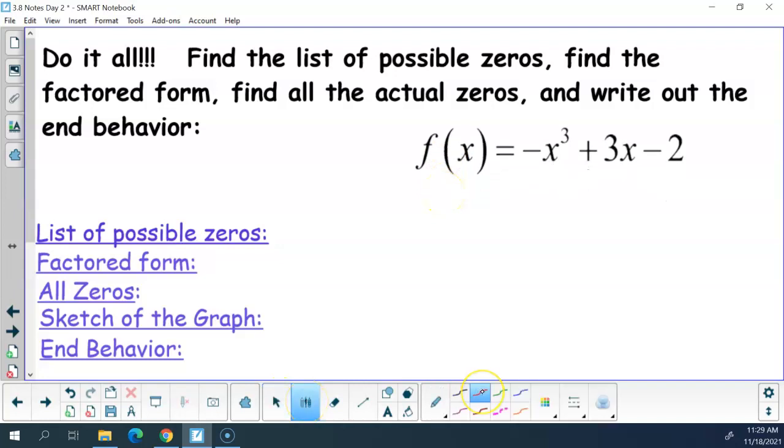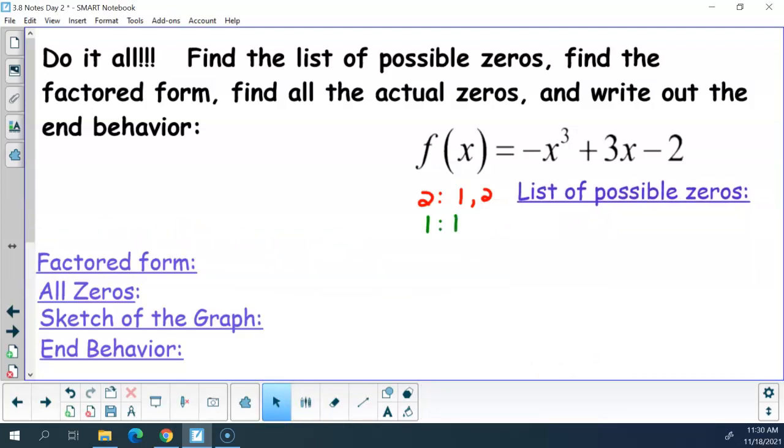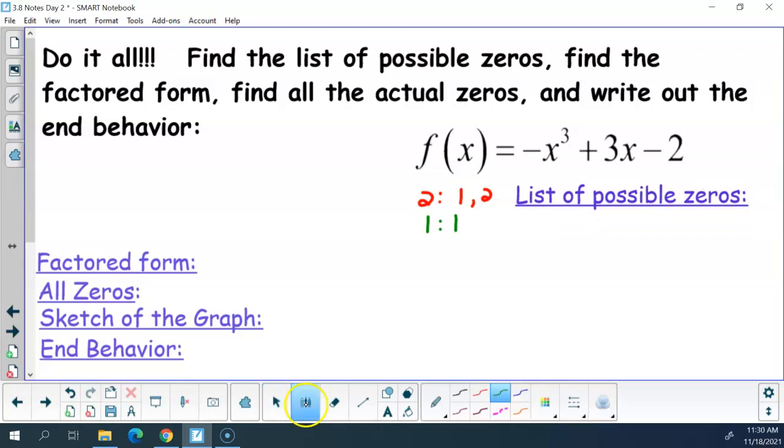So what are my factors of 2? 1, 2. 1 and 2. What are my factors of 1? 1. Right? 1 and 1. So my list of possible zeros is just plus or minus 1 and plus or minus 2.